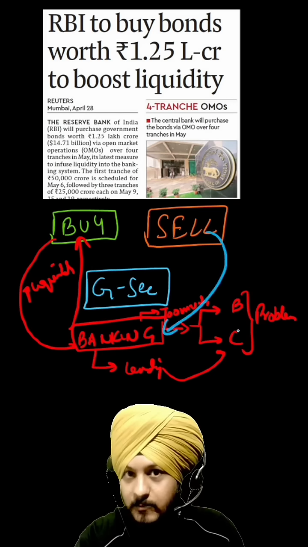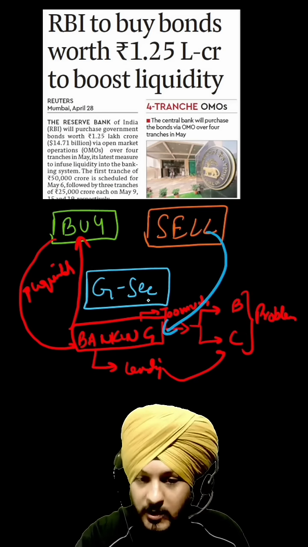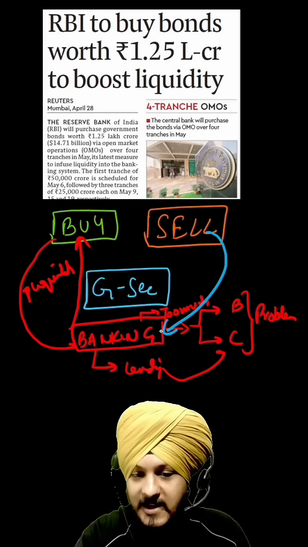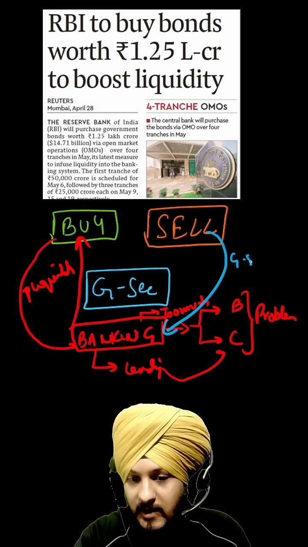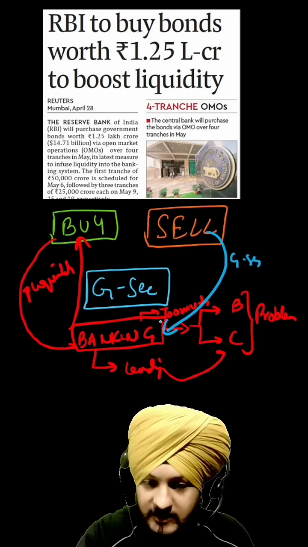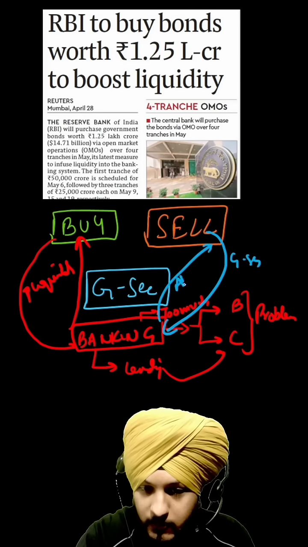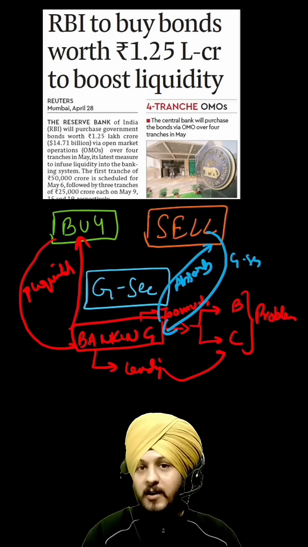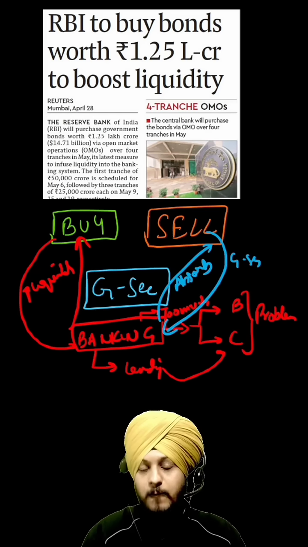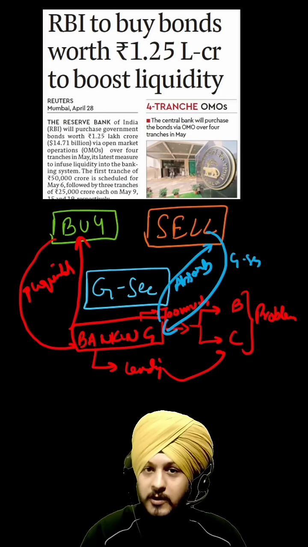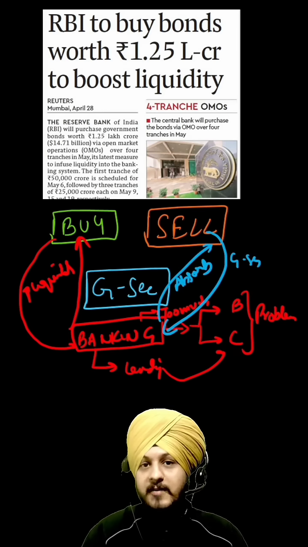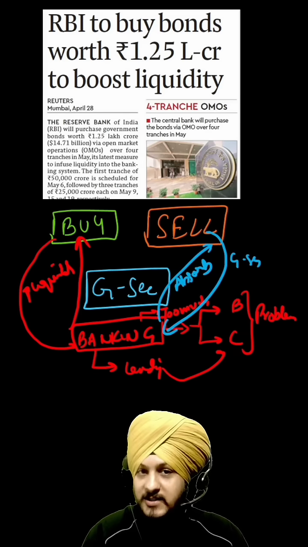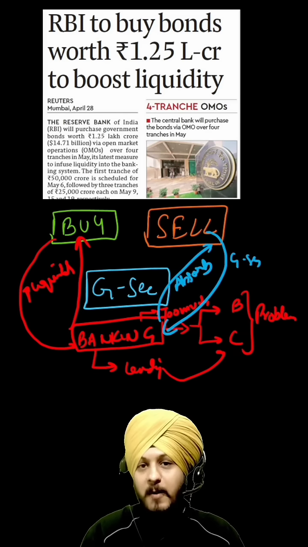Now when it is selling something, in return it is going to ask for money. By selling the government securities into the banking system, the RBI is going to absorb the money from the market, which means it is going to absorb the liquidity from the market. And that is how, with the help of buying and selling of government securities or government bonds, RBI is able to inject or absorb the liquidity from the banking system.